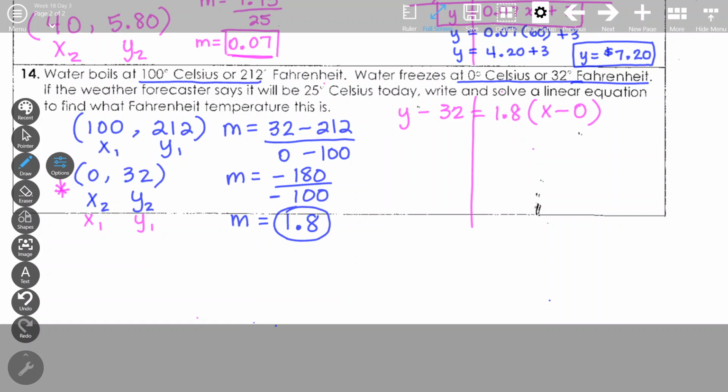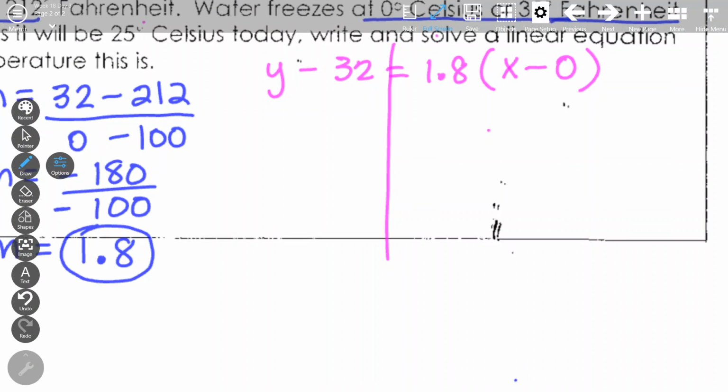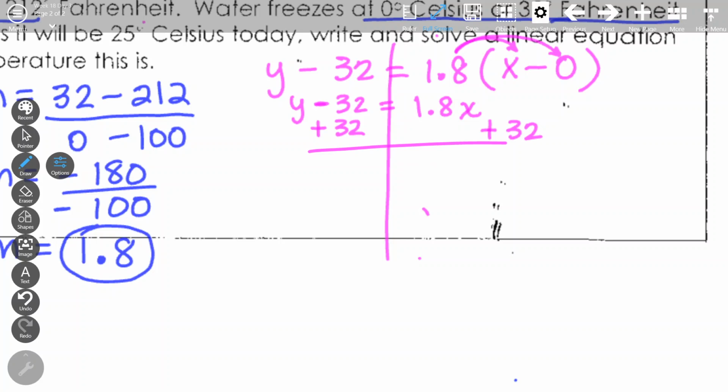Okay, let's solve this equation. I'm going to make it a little bit bigger. We're going to say y minus 32 equals 1.8 times x, which is 1.8x. Anything times 0 is 0, so we don't have to write that. Now we need to solve for y. Opposite of negative 32 is positive 32. If I do it to one side, I do it to the other. Since this is just a number, I'm putting it at the end because we cannot combine letters and numbers. Remember, letters combine with letters, numbers combine with numbers. So we bring it down: 1.8x plus 32.